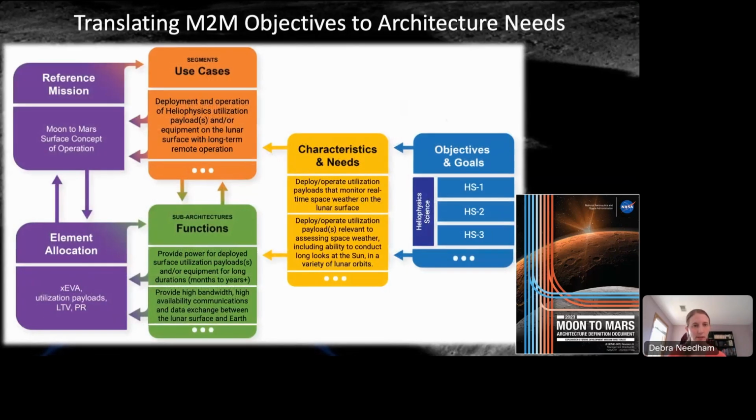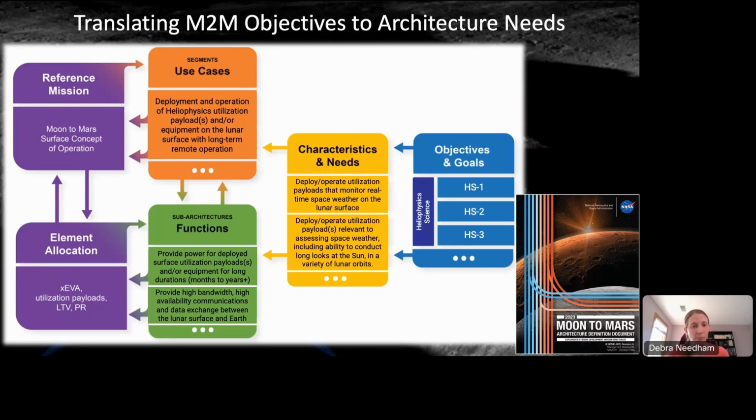So I'm pulling from heliophysics science for examples of what different types of characteristics and needs you might expect. For heliophysics, you would want to deploy and operate utilization payloads that monitor real-time space weather on the lunar surface and in deep space, cislunar space, and the Martian surface. Those are just examples, but for one characteristic need, we need to deploy instruments to monitor space weather on the lunar surface.